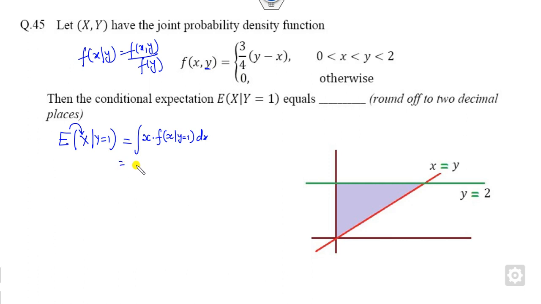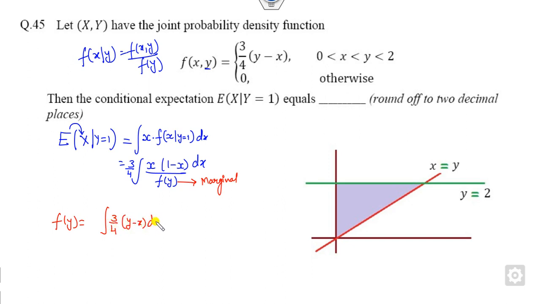Once you substitute y as 1, the 3 by 4 stays outside, and this is nothing but 1 minus x divided by f of y. Y is 1, but what is f of y? It is not given to you. This is nothing but the marginal. How do you find the marginal distribution? That's again very simple. You integrate over x.